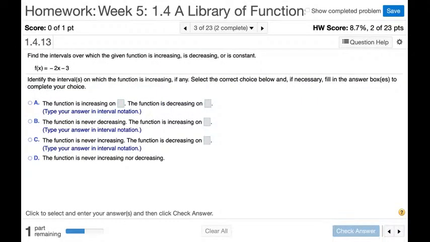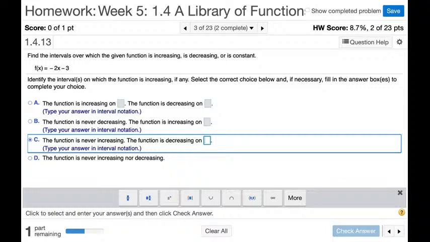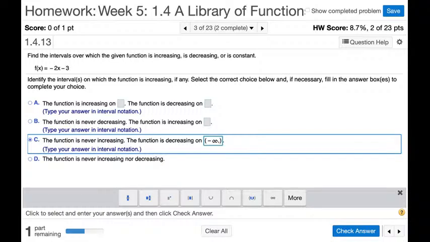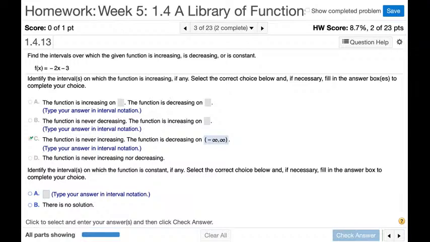Speed demon. Find the intervals over which the given function is increasing, decreasing, or constant. Okay, so this is going to be a diagonal line with a negative slope. So it's going to be decreasing. It's never increasing. It's going to be decreasing over its entire domain of all reals, so from negative infinity to infinity. Constant is no solution, because it never became constant.